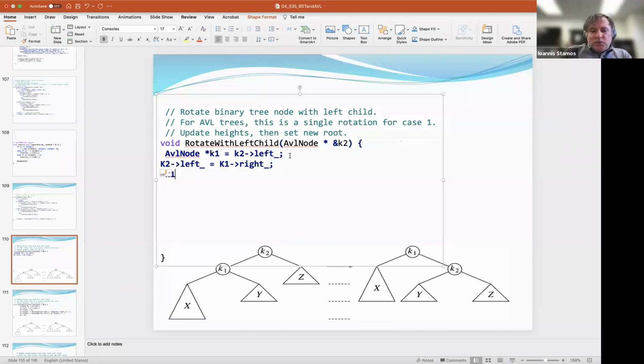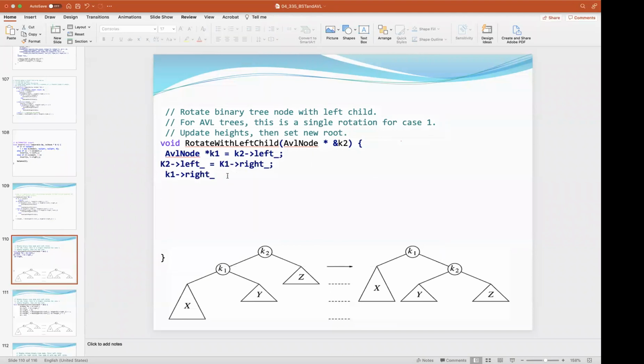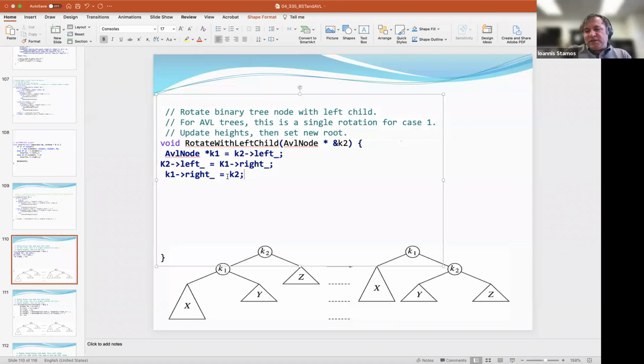Right. So what is the right of K1? K1 right should be K2. Right. So by doing that, you have the situation you see on the right. You don't have to worry about the X and the Z because they are to the right. Z is to the right of K2 before, it's to the right of K2 after, right?